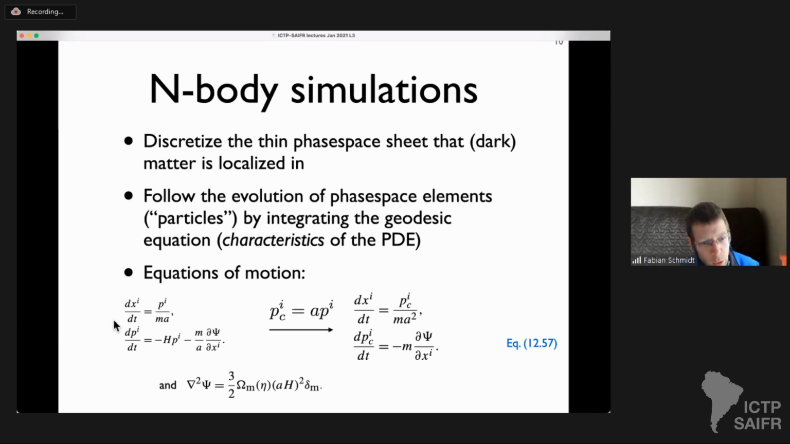And so let's do one more transform. We introduce this super-comoving momentum, or whatever, the name is not important. We just take the momentum and multiply it by a. And what does it do? Well, to the velocity equation, it just adds a 1 over a. But the nice thing is that it gets rid of this Hubble drag term, the H p term. And so dp_c/dt is really directly given by the gradient of the potential.